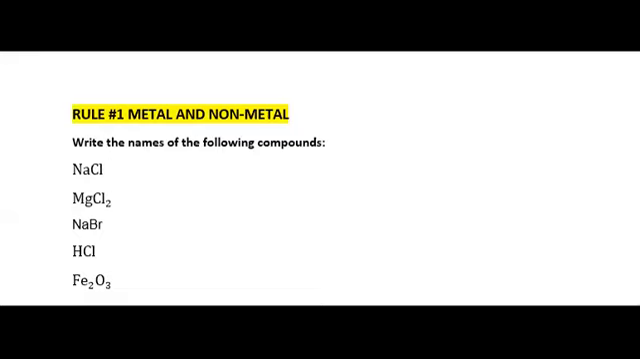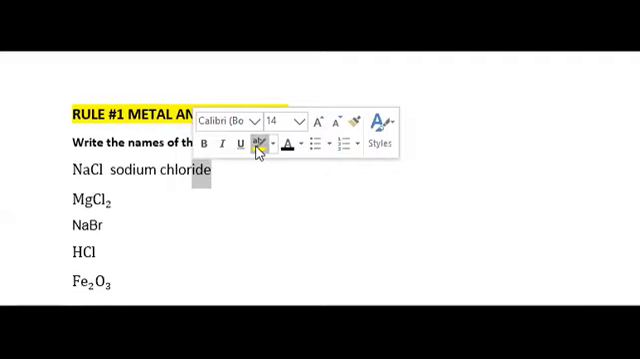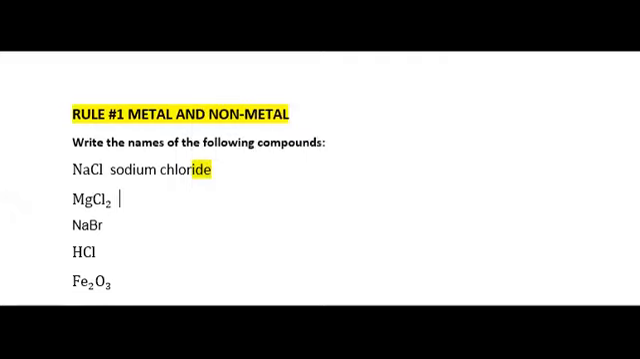So let's put that into practice. The first one is NaCl, right? Na is a metal. Na stands for sodium. And chlorine is your non-metal. So instead of saying sodium chlorine, it will be sodium chloride. So the "ine" falls away and we add "ide." Okay, so it's pretty simple.